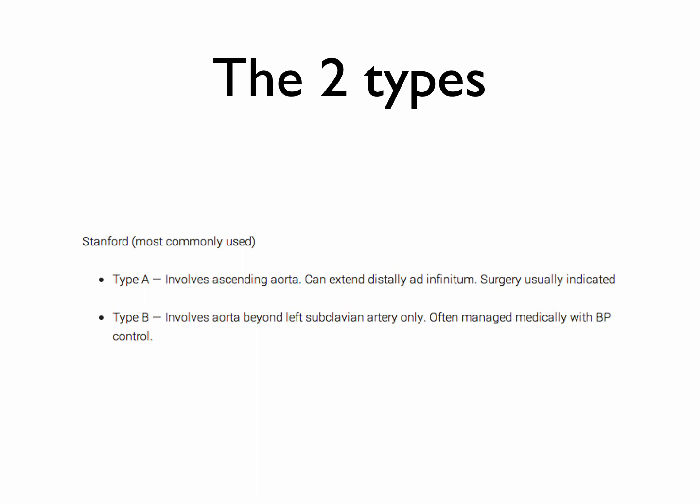There are two types of aortic dissections that we need to be aware of. Type A, which this patient has in the case, involves the ascending aorta. This can extend distally, and surgery is usually indicated for these patients. Type B aortic dissection involves the aorta beyond the left subclavian artery only. Generally we start off managing these patients medically with really good BP control to reduce the stress that's occurring and help with the false lumen that's developed. But certainly type A's will need to go to theatre. Type B's are generally medical management first.